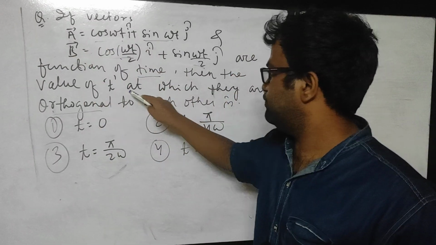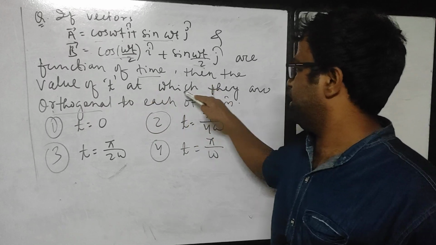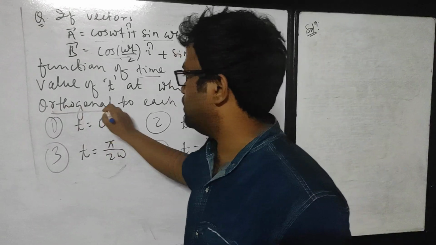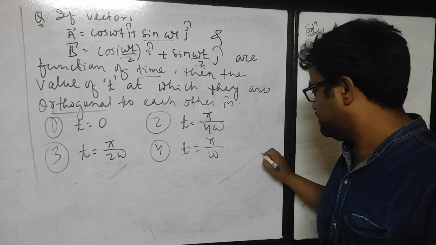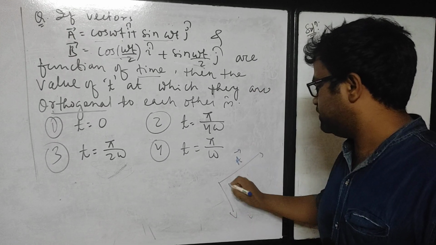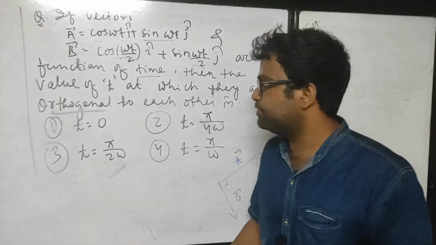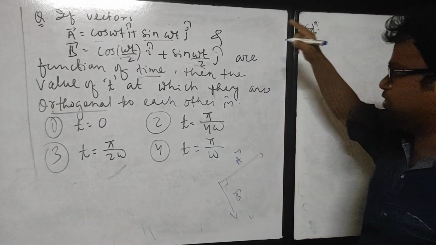Then at what value of t are they orthogonal to each other? Orthogonal to each other means both the vectors will be perpendicular to each other. Let's say this is your vector A, so vector B will be perpendicular to it, at 90 degrees. That means we say A and B are orthogonal or perpendicular to each other. Now let us solve this question.